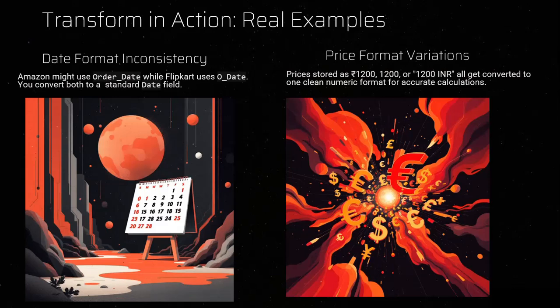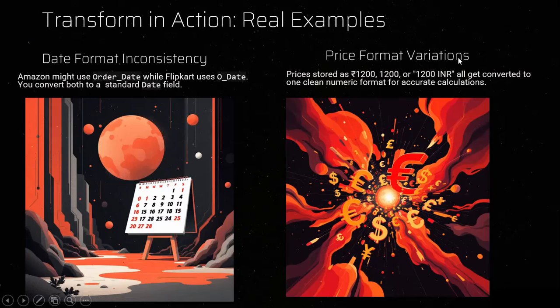Amazon may use order date, like here, this order date, and Flipkart uses O date. These two columns are different in structure when you look at them. You convert them into one common format, let us say date. So this is the date format for Amazon, this is the date format for Flipkart, and we combine the data and put it in the common format known as the date field.